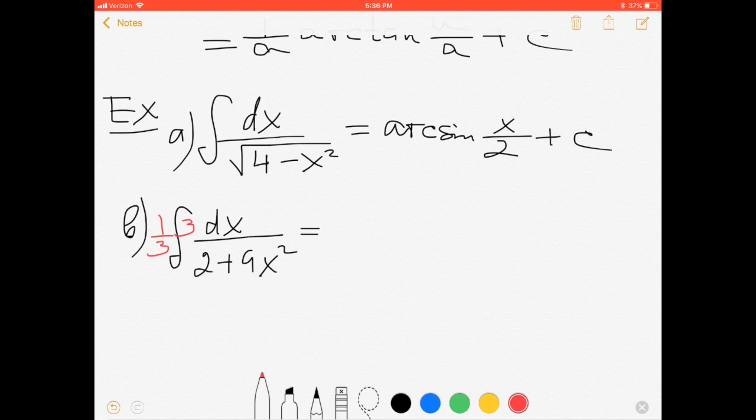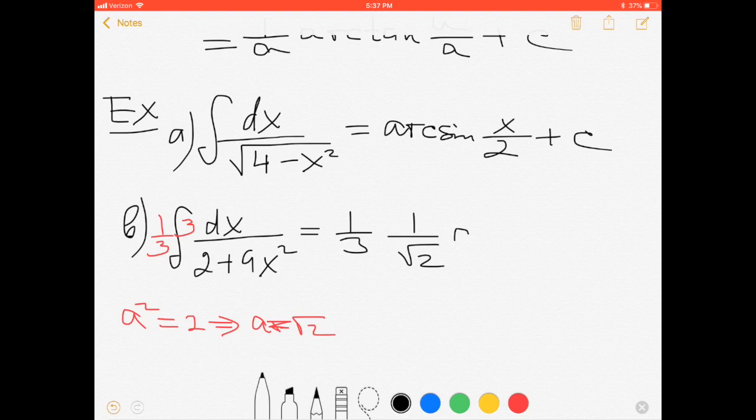We have a squared is equal 2. This means a is equal square root of 2. And now we're ready for the right answer. What we have here? 1/3, 1 over square root of 2 arctan 3x over square root of 2 plus c.